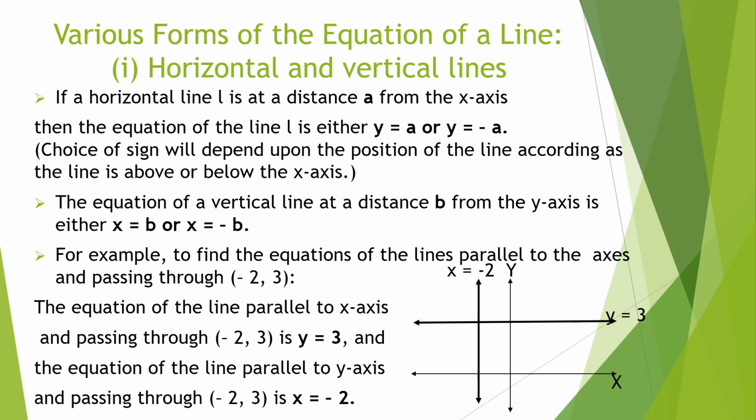Let us see an example. For example, to find the equation of the lines parallel to the axis and passing through minus 2, 3. Now the point is minus 2, 3. So the equation of the line parallel to x-axis and which is passing through minus 2, 3 will be what? Y is equal to 3. Why? Because the y coordinate is 3. You can see in the diagram that the line y is equal to 3 is parallel to the x-axis. Similarly, the equation of the line parallel to the y-axis will be x is equal to minus 2. Since it is minus 2, it is on the left side of the y-axis.